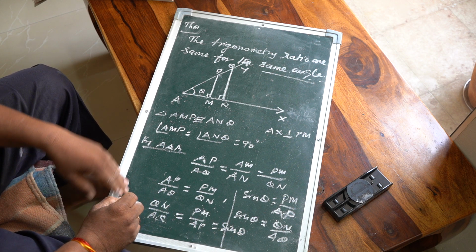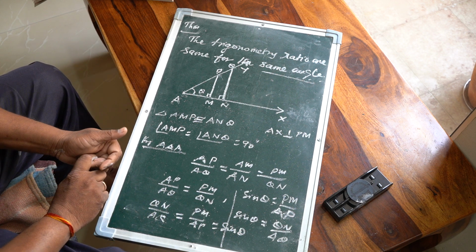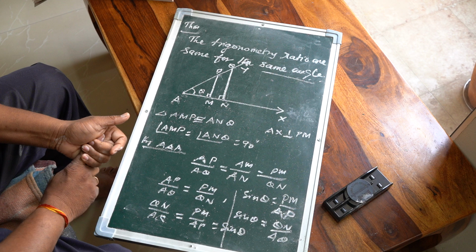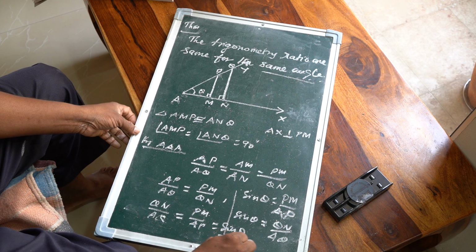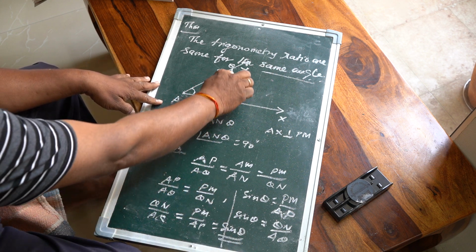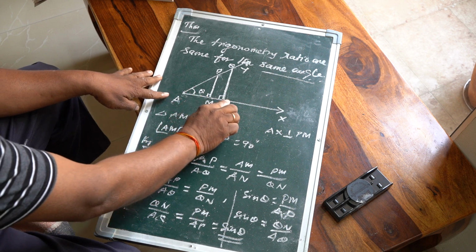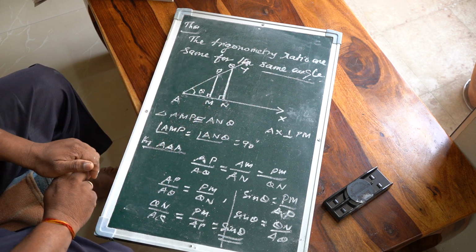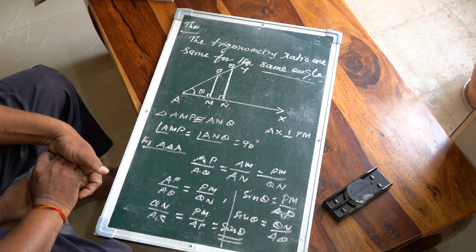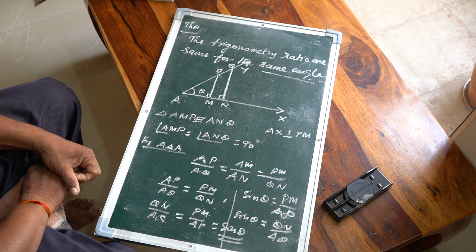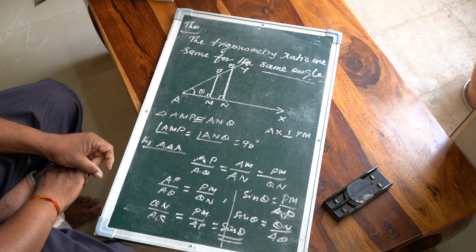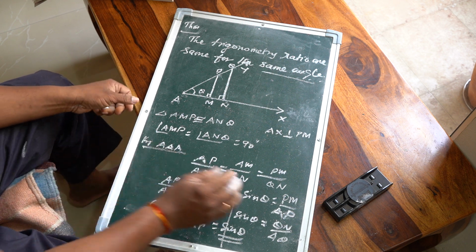Now we conclude the proof. The trigonometric ratios are the same for the same angles. See, this is also the same, everything is the same. So we can conclude that the trigonometric ratios are the same for the same angle. That's okay.